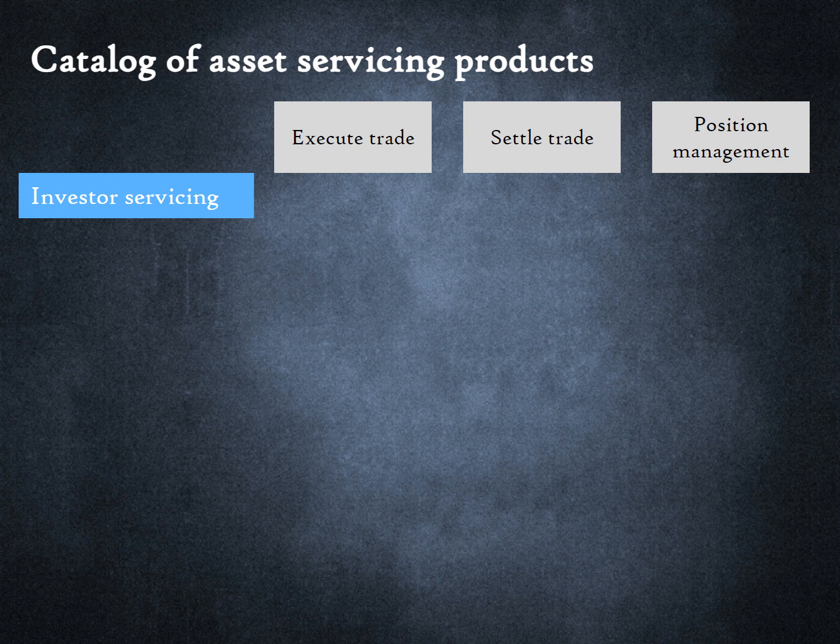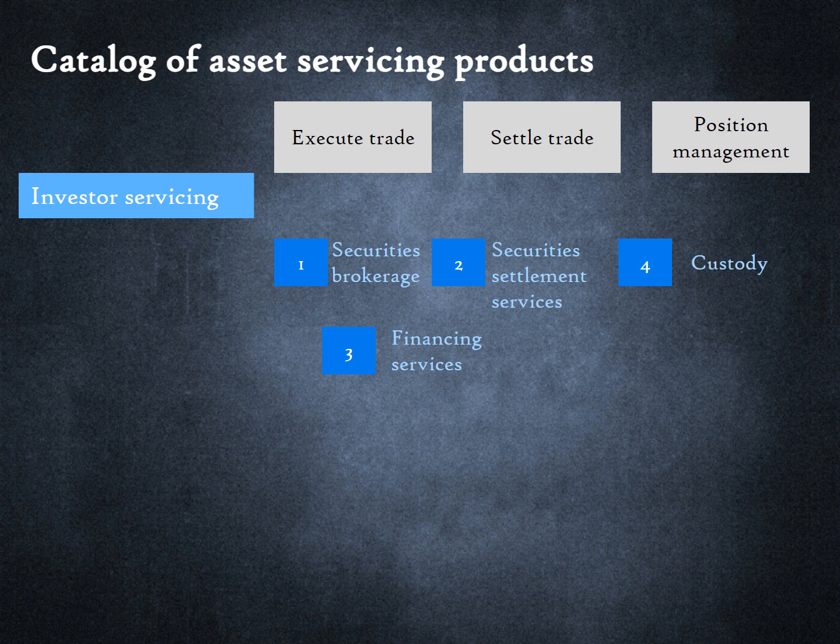The foundational investor servicing product is securities brokerage that allows customers to trade. Settlement services facilitate the settlement of trades executed by brokers on behalf of their clients. Traders may be borrowing cash or securities for the purpose of settling their trades. Financing services refers to products that facilitate such financing. Once trades are settled, custody services refer to the maintenance of ownership records of financial assets. Corporate actions processing refers to processing of actions initiated by issuers of capital on behalf of investors. Examples include receiving dividend and interest payments.